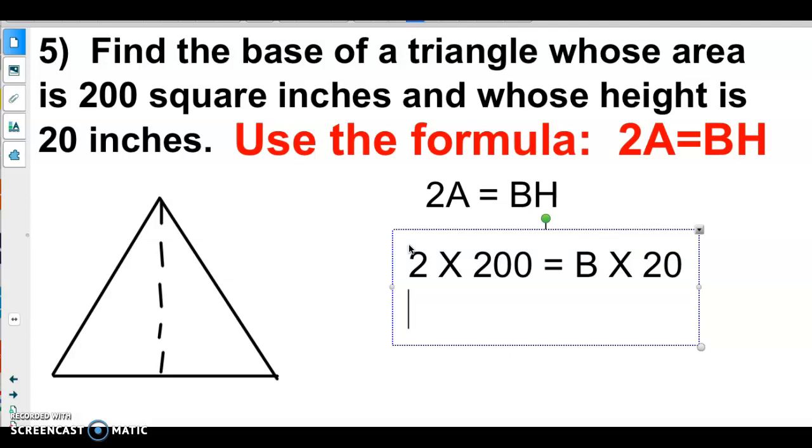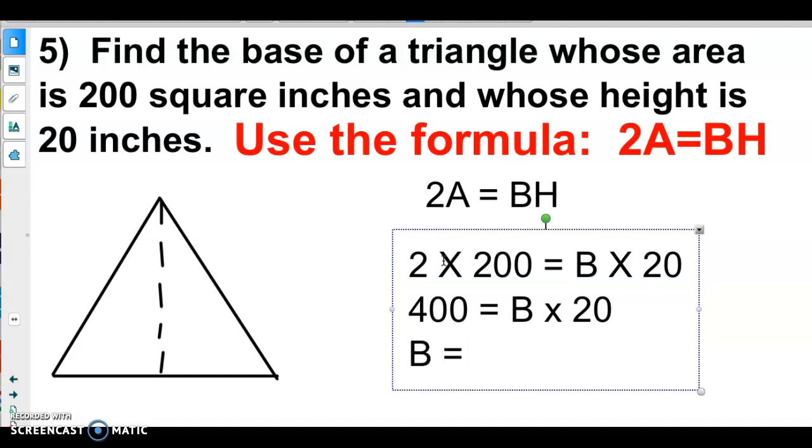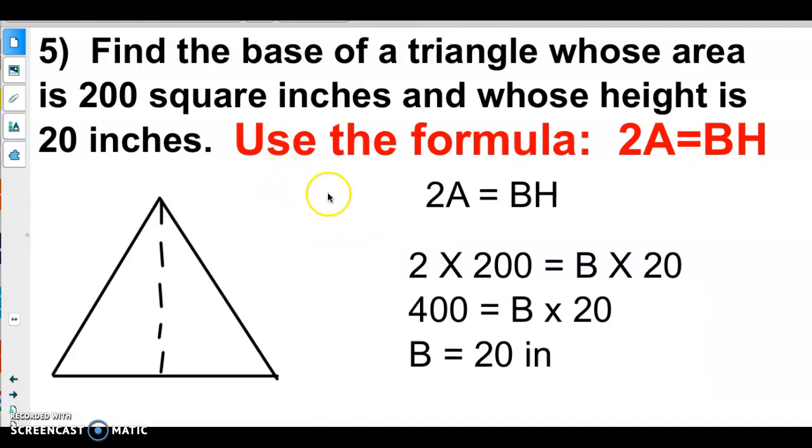So 2 times 200 is 400. 400 equals the base times 20. So I have to figure out 20 times what number gives me 400. And the way I do that is I divide 400 by 20, and that gives me 20. So that means the base equals 20, and I must label it, and I go back and look at my problem, and it's just inches.